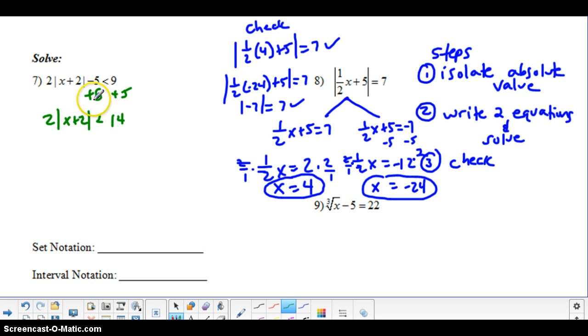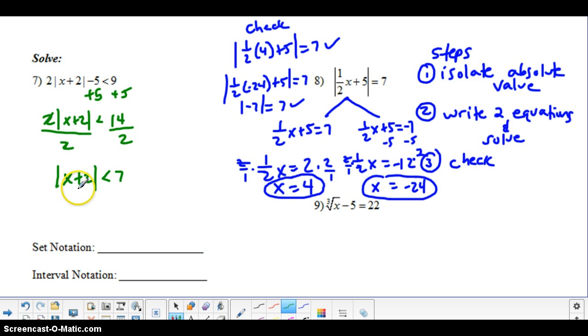Now I have to still isolate the absolute value, so this is 2 times it, so I have to divide by 2. So this 2 divided by that 2 will be 1, and 14 divided by 2 will be 7. So we have the absolute value of x plus 2 less than 7. And that was all step 1. So we finished step 1.